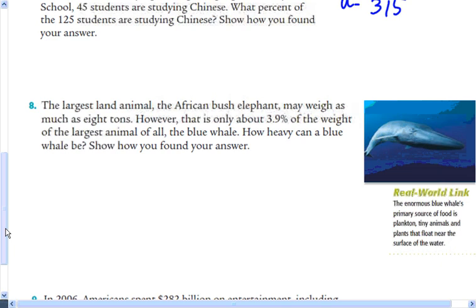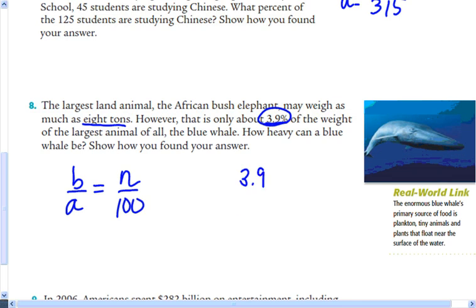Number 8, the largest land animal, the African bush elephant, may weigh as much as 8 tons. I'm just going to underline some of the important things. However, that is only about 3.9% of the weight of the largest animal of all, the blue whale. How heavy can a blue whale be? Show how you found your answer. So, again, I'll use the proportion. B is the part, A is the whole, and it's percent out of 100. We have a percent right here, so I'm going to put that where the n is. So 3.9 out of 100.